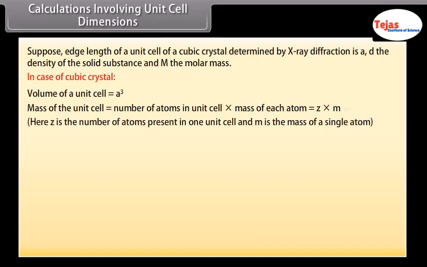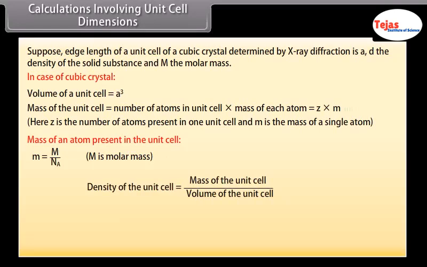Here, Z is the number of atoms present in one unit cell and m is the mass of a single atom. Mass of an atom present in the unit cell, m, is equal to M upon Na, where M is the molar mass. Density of the unit cell is equal to the mass of the unit cell upon the volume of the unit cell. Therefore, d is equal to Z times M upon a cubed Na.